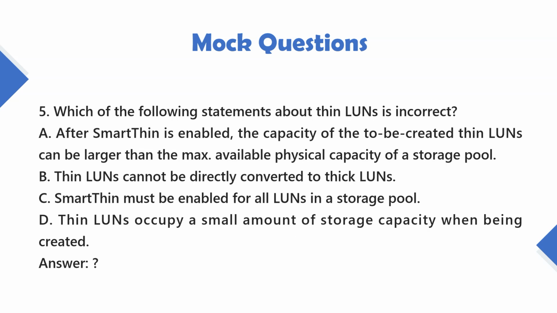5. Which of the following statements about thin LUNs is incorrect? A. After Smart Thin is enabled, the capacity of the to-be-created thin LUNs can be larger than the max available physical capacity of a storage pool. B. Thin LUNs cannot be directly converted to thick LUNs. C. Smart Thin must be enabled for all LUNs in a storage pool. D. Thin LUNs occupy a small amount of storage capacity when being created.